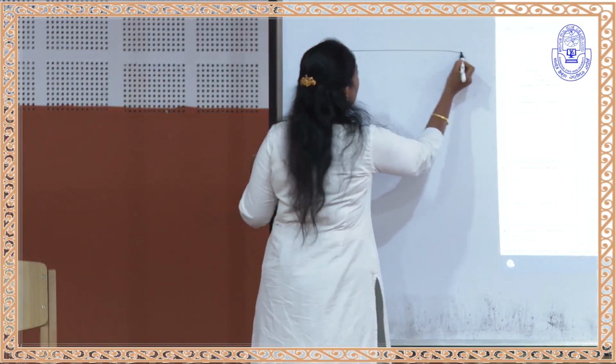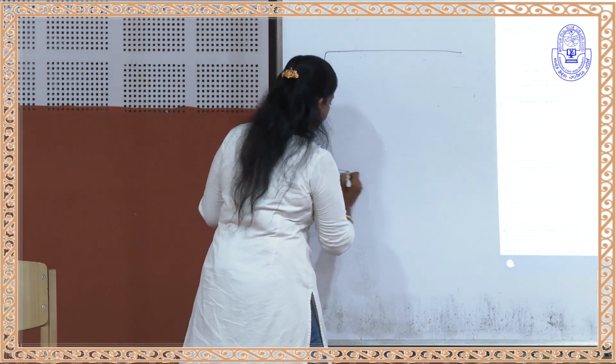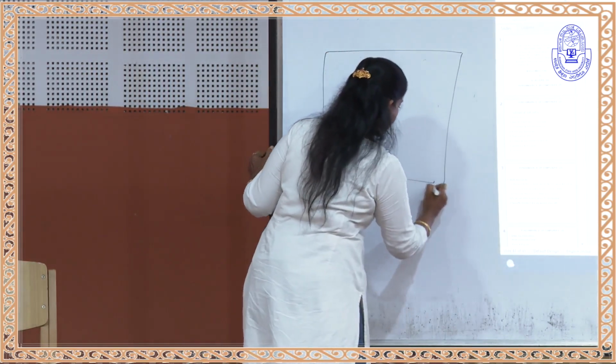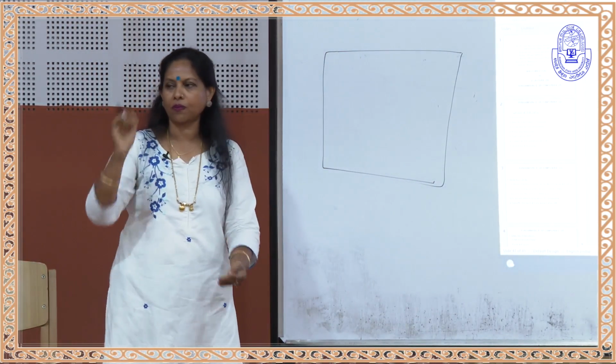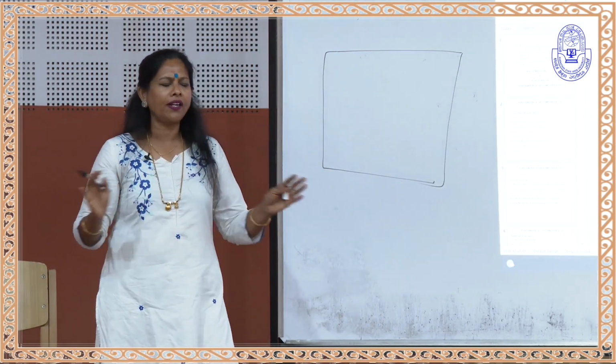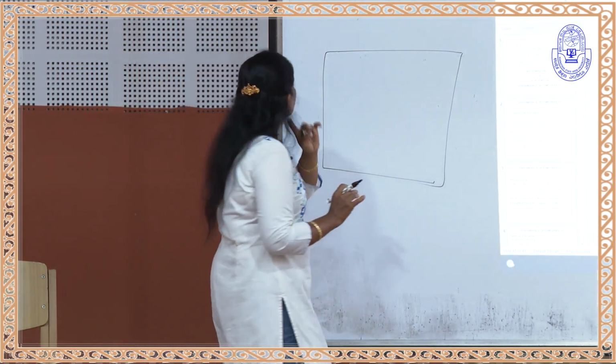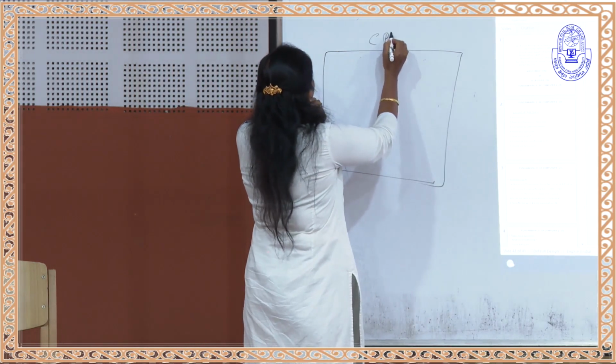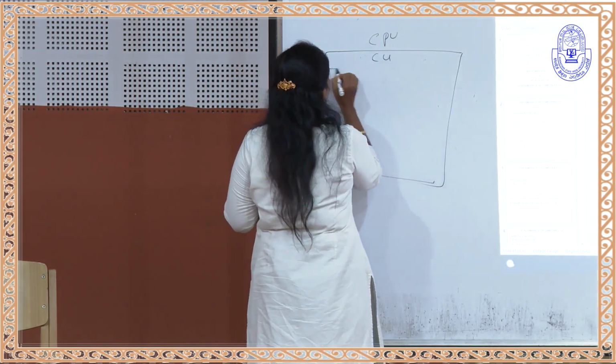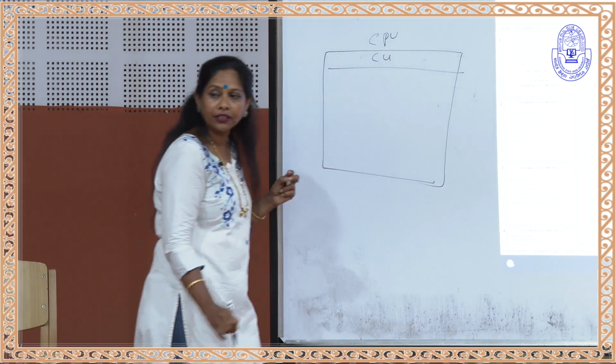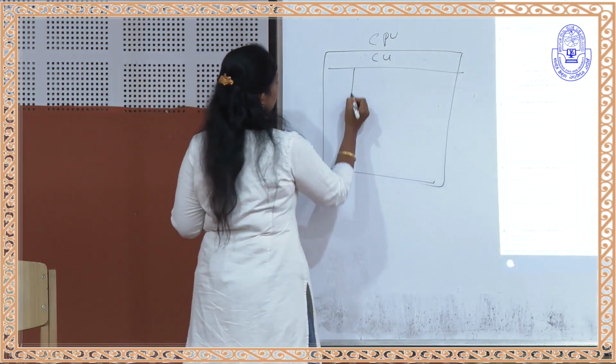Now, how the data is processed: I am drawing the CPU. You are seeing it just like a box, but inside the box it is working wonderfully. See, this is your CPU, central processing unit. This is the control unit. CU means what? Very good.